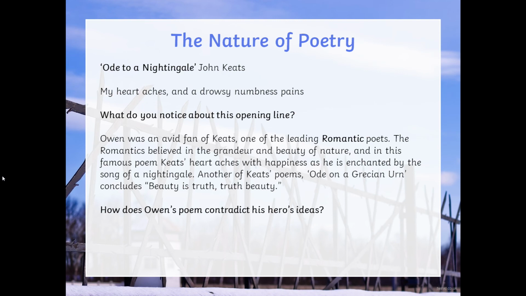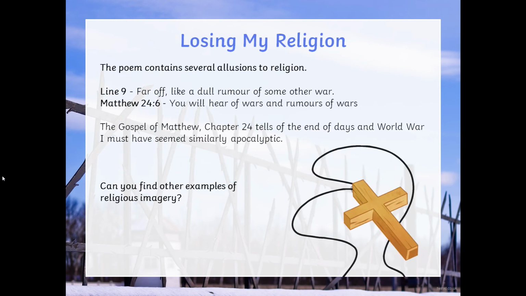Because basically, John Keats was in love with nature, whereas here, Wilfred Owen is being punished by nature. Now, the poem contains some quite clear allusions to religion.